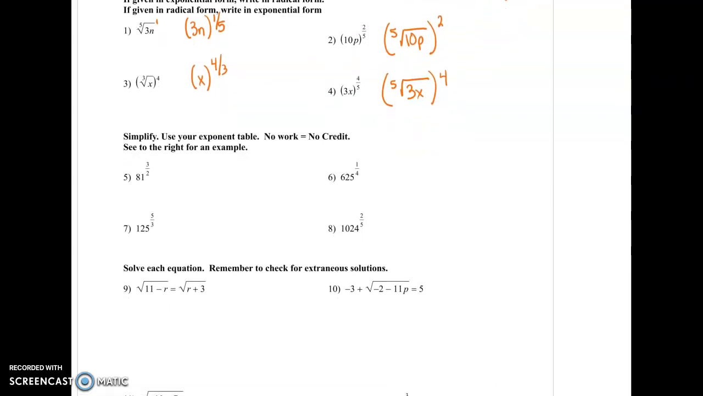The next section, you will be expected to use your exponent table. If there is not work shown, you will not get credit for this section. The idea is we do not know what 81 to the 3/2 power is.